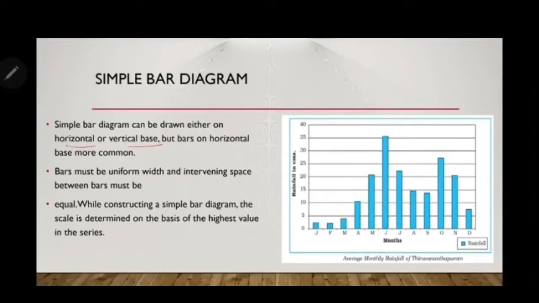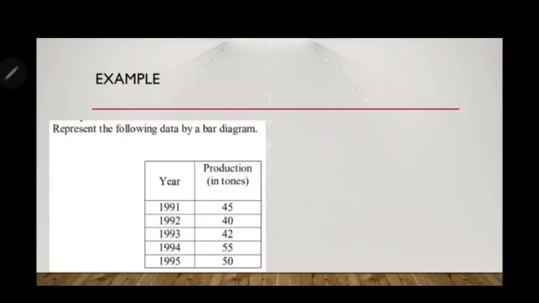One thing that we need to keep in mind is this, that width of all bars should be same, whereas height will differ according to the value given in the question. Let's try to understand this with the help of an example. For the given value of data, we are going to plot years on x-axis like 91, 92, 93, 94, 95.